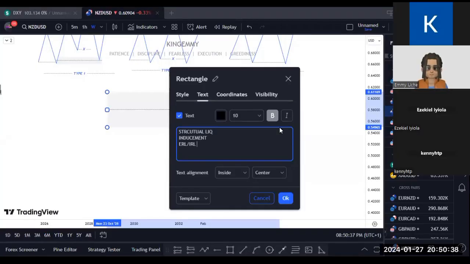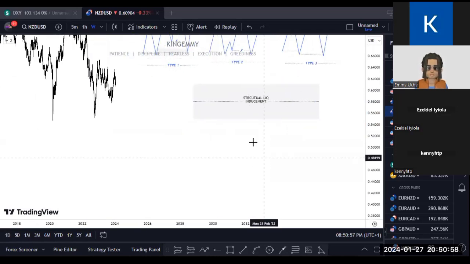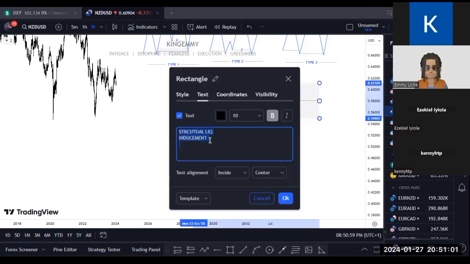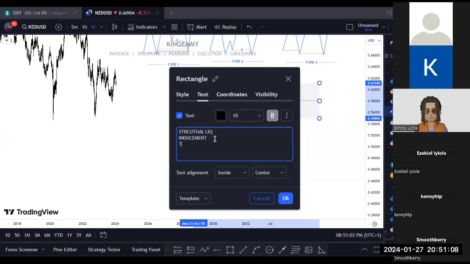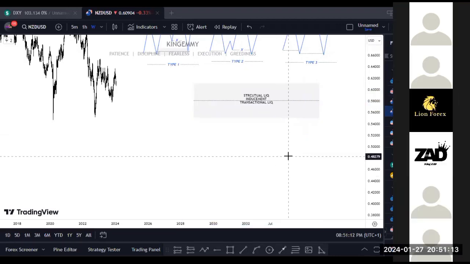Within an internal range, formally we do have equal highs and equal lows as points of liquidity, but I was speaking extensively based on these two majorly, which are structural liquidity and inducement, right? So for the market, let me make it three. I'll make it three: transactional liquidity. Structural liquidity, inducement liquidity, and transactional liquidity.